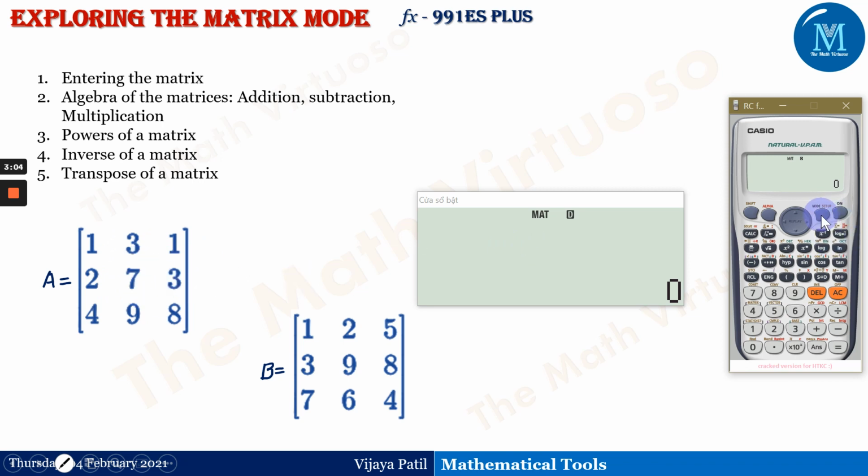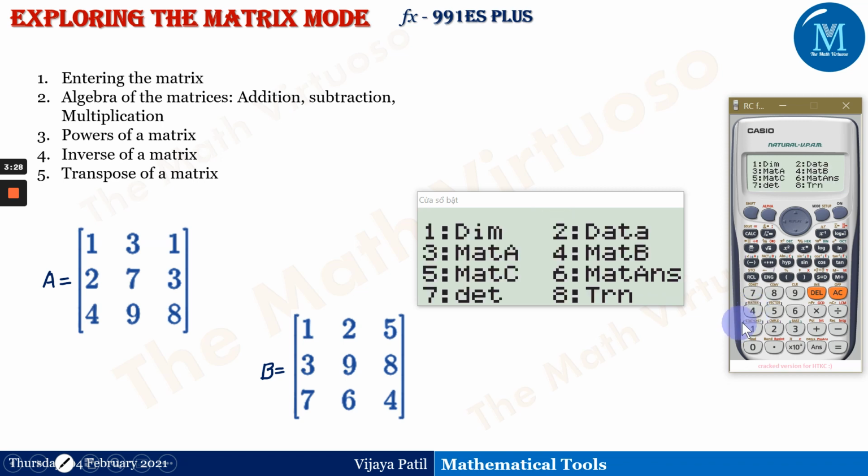Again I have to enter a matrix. So what will I do? There are two ways actually. Either I can go for the matrix B. Suppose I press shift and go here. If you observe, there is a small label above 4 that says matrix, and the color code is the same as shift. So I'm pressing 4. After pressing 4, it gives me dimensions, data, mat A, mat B, mat C, mat answer, determinant. This is for the determinant and this is TRN for the transpose.